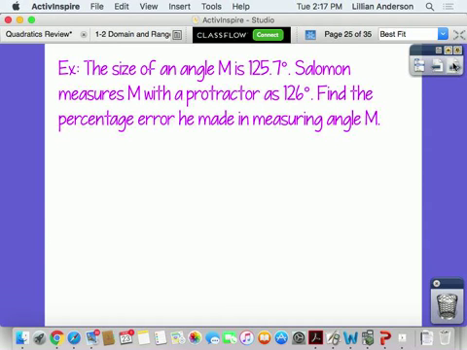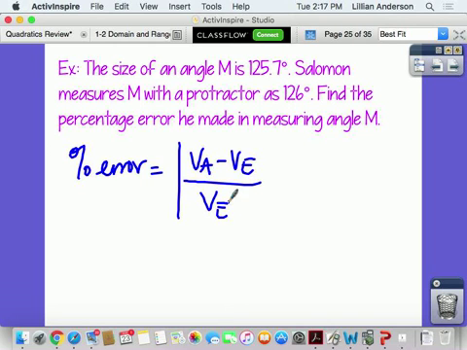So the size of angle M is 125.7 degrees. Solomon measures M, the protractor, as 126 degrees. Find the percentage error he made in measuring angle M. Okay? So we have to find the percentage error, which is the formula, the absolute value of the approximate minus the exact, divided by the exact, times 100. Now, which one of these numbers is the approximated value? 126. So then that means that this one here is the exact.